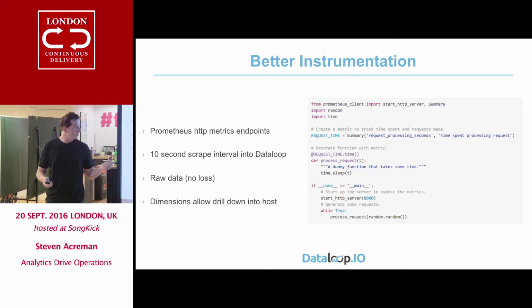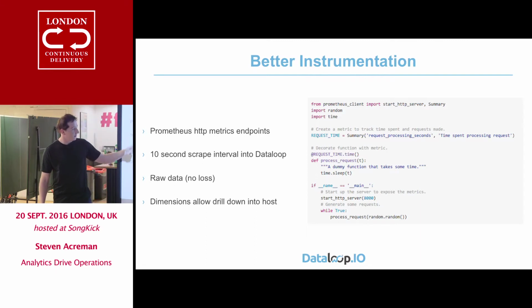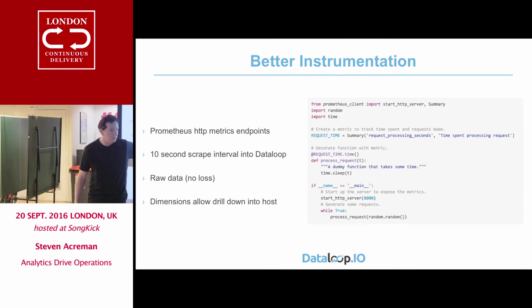It's fairly new. Came out of SoundCloud a couple of years ago, but it takes it the other way. Instead of it pushing all the packets out, all you do is in your app you just expose an endpoint, and then you expose the raw data, so you don't lose any. You just literally instrument it within your app. There's another Python example. Add the Prometheus Python client. It will start up on port 8000.